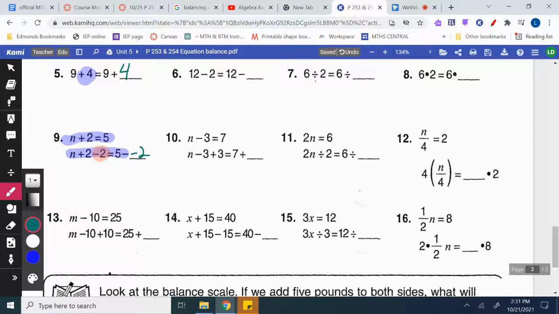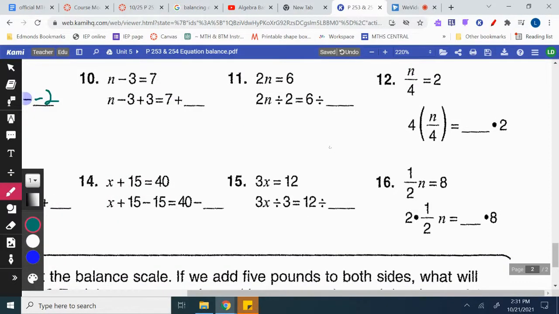Let's go try 15 and 16 together, because we've been doing a lot of adding and subtracting, but I want you guys to look at what happens when we multiply or divide. So when I'm looking at number 15, I notice that I have 3x equals 12, and they're going to divide by 3 on one side. So if I divide by 3 on one side, I have to divide by 3 on the other side. And what that does is it gets rid of the multiplication on the one side.